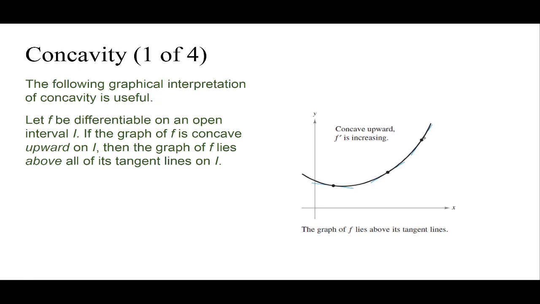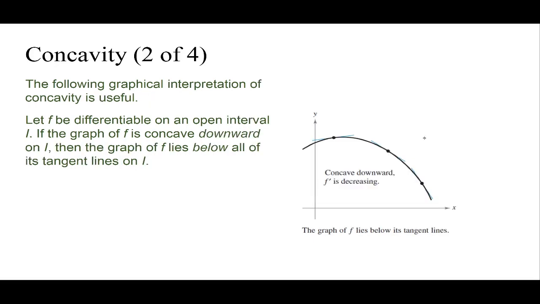So let's try to understand the meaning of concavity one more time. Say you have a concave up graph like this, where the derivative of the function is increasing. At any point on this graph, if you draw a tangent line, you can see the graph is always above that tangent line. Let f be differentiable on an open interval I. If the graph of f is concave upward on I, then the graph of f lies above all of its tangent lines on I. And if it's downward, the opposite happens. The graph would be below the tangent line.